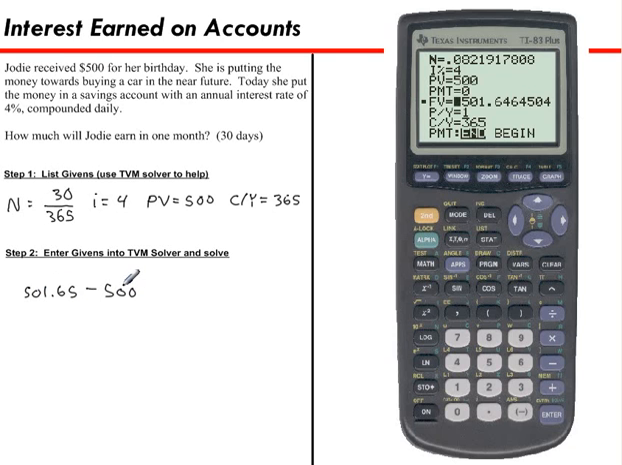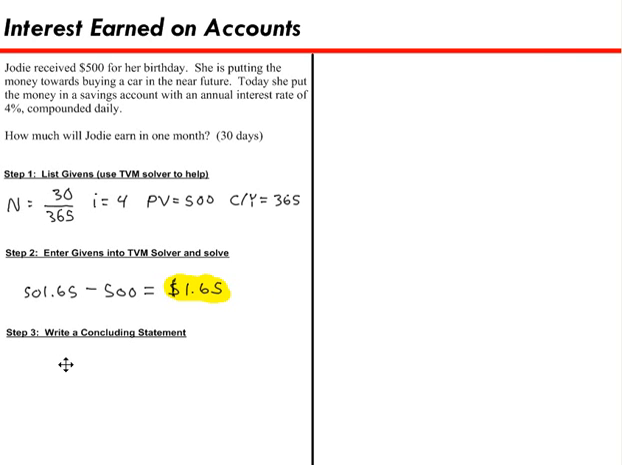But that's not our final answer because the question wants us to figure out how much she's actually earned. And since she started off with $500, we have to do a little bit of math. We subtract the amount after 30 days and the starting amount. And that'll just leave $1.65. And that is our final answer. All right, let's add a concluding statement to finish this off. We'll just write something that's simple and makes sense, like she will earn $1.65 after 1 month. And there's our finished problem.